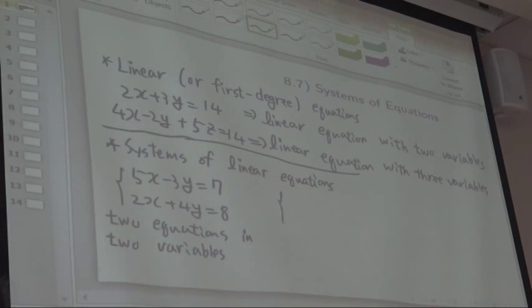Or we can have three equations, and then instead of three variables, we may have four variables, like 4x plus z plus w is equal to 0. So this is three equations in four variables.